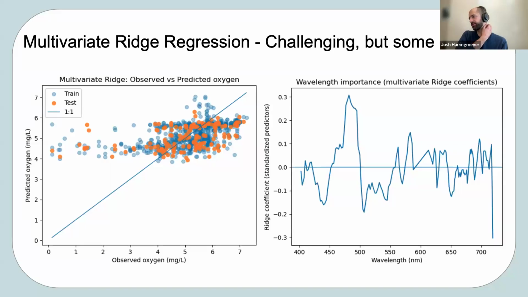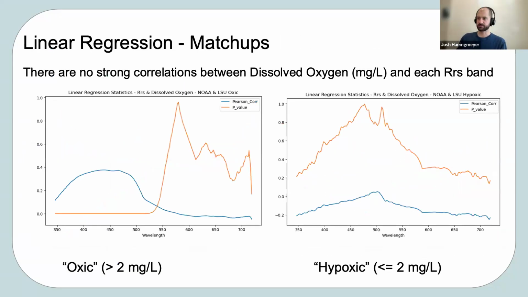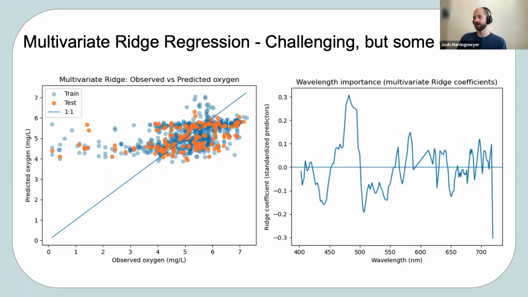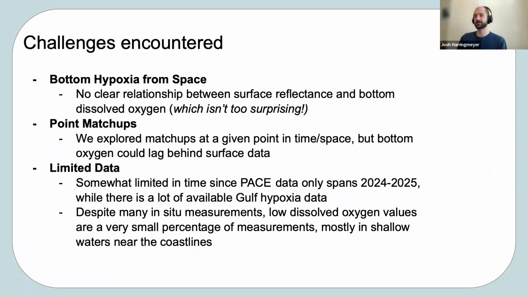Another important thing that we pulled out of this ridge regression is the ranges of important wavelengths. So we have some peaks in wavelength importance between about 450 and 500 nanometers, which looks similar to what we found for the important wavelengths for our univariate linear regression and could indicate some optical handholds there that you could try to use to fingerprint hypoxic waters. And so the challenges that we encountered are the ones that you would expect from the outset of this project, that bottom hypoxia from space is challenging because hypoxia is not in itself colored.